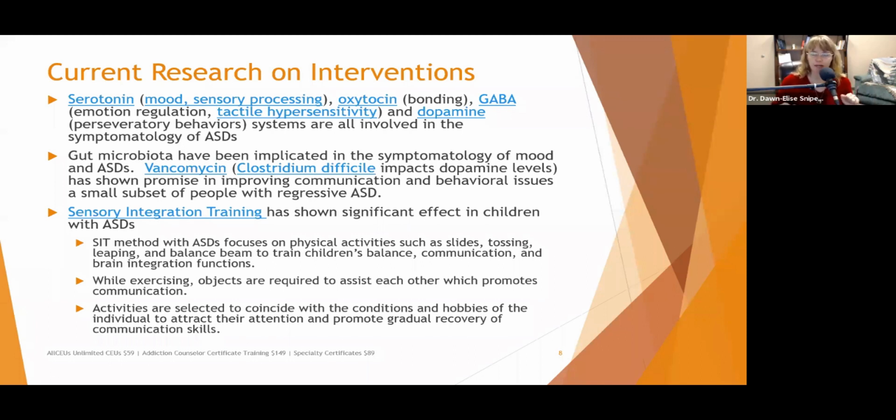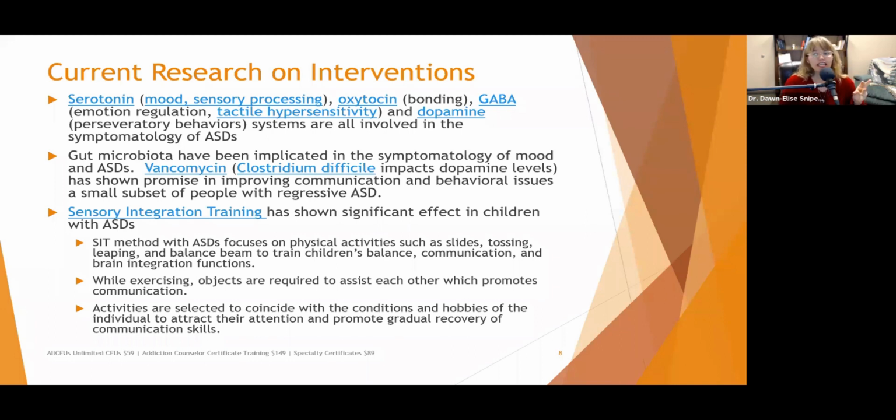But they have found with people with regressive autism spectrum disorders, so they started out developmentally fine, and then sometime after about 2 years of age, they started regressing, that the antibiotic vancomycin has been effective at suppressing a particular type of gram-positive bacteria called C. diff, which impacts dopamine levels. So it's interesting to note, obviously this isn't going to work for everybody, but there is a subset of people on the spectrum who may show communication and behavioral improvements with this treatment.